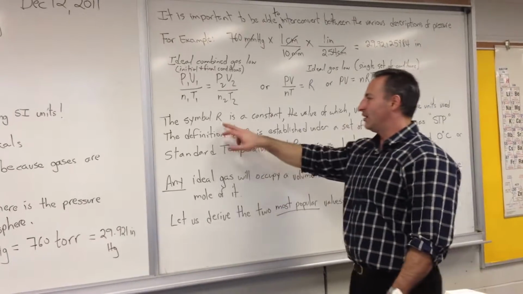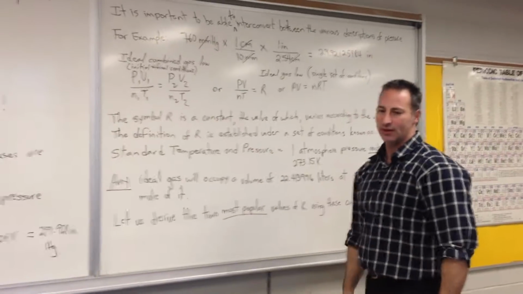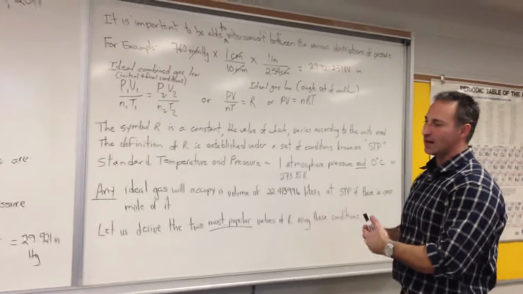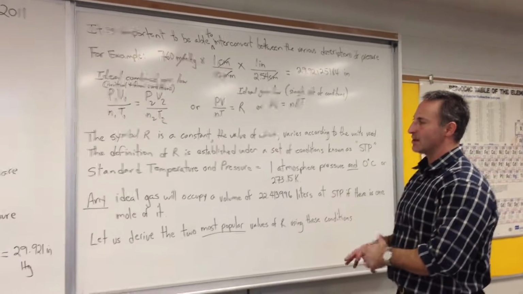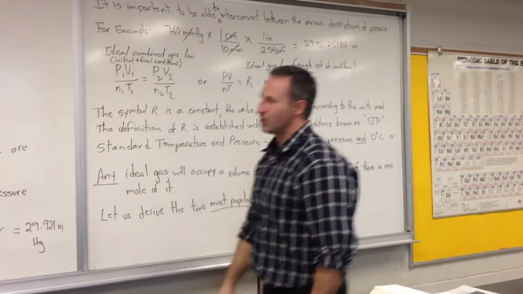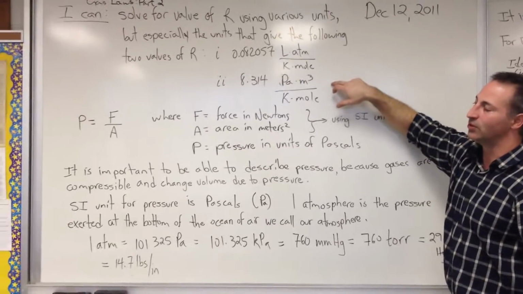The symbol R is used to make sure that all the units work out together. Whenever you use a bunch of units together, you have to have some kind of proportionality so that the units make sense. And different units will require a different value of R. That's why I talk about the 2 most popular values of R, because depending on what units you use, you'll have different values of R. These are the 2 ones I want you to be familiar with.